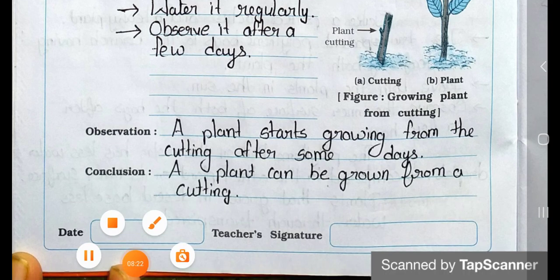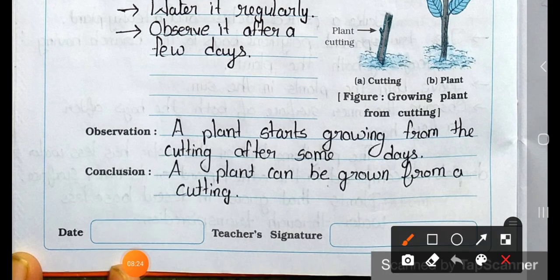Observation: the plant starts growing from the cutting after some days, and conclusion: a plant can be grown from a cutting.